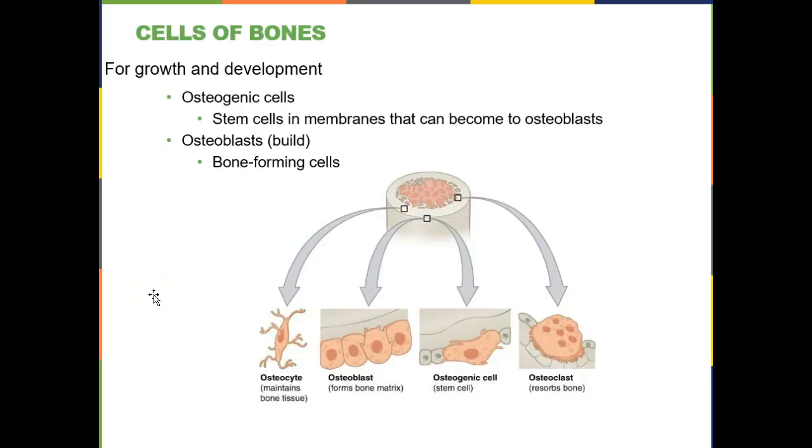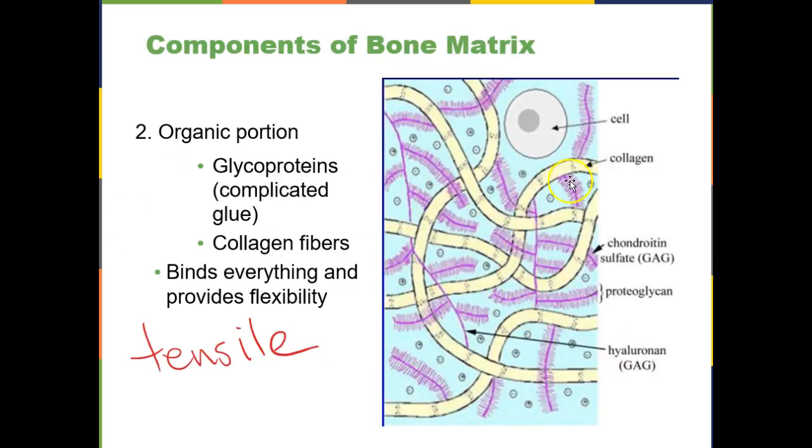Then we have what cells show up in bones. We're going to have 4 different cell types, starting with osteogenic cells. There's your osteogenic cells. So this is a stem cell, which means it is going to be able to go through mitosis and produce more osteoblasts. So that's what the osteogenic cells produce. And the osteoblasts are what form bone. So they secrete the matrix. All of this stuff here is secreted by an osteoblast.